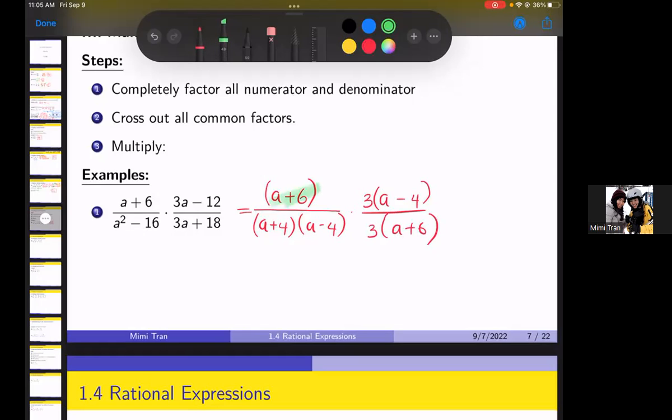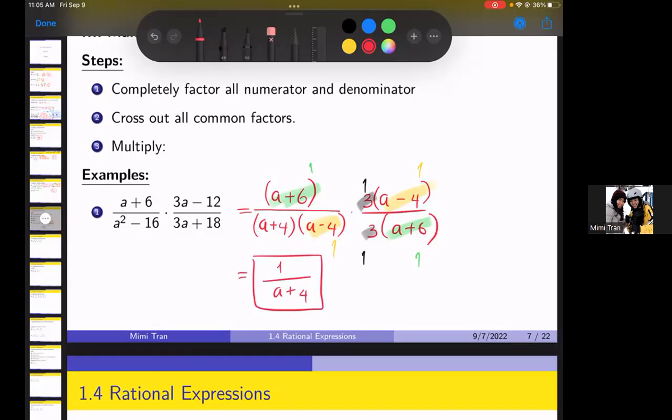I see this with this. 1, 1. I see this. Oops, didn't mention this one with this one. So 1, 1 again. And last but not least, 3 and 3. 1. So my final answer is 1 over a plus 4.